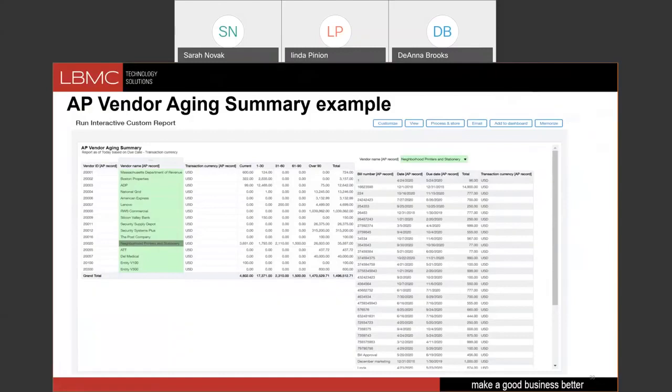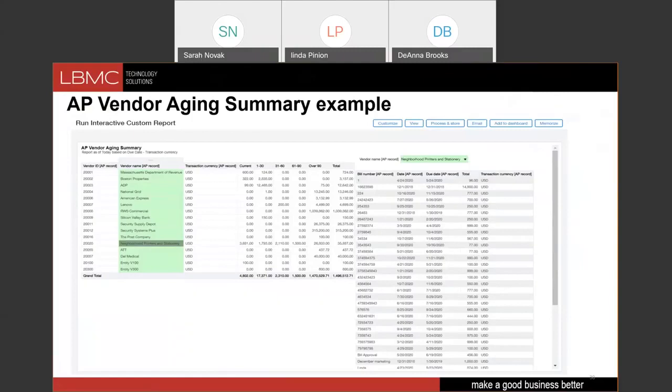You cannot get both detail and summary on the same report out of your standard AP aging report. However, with ICRW, I have taken and married those two reports together. So what you're looking at here is both a detail and a summary AP aging. On the left-hand side, you see an AP vendor aging summary title.